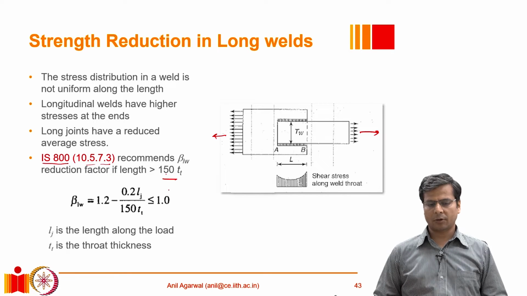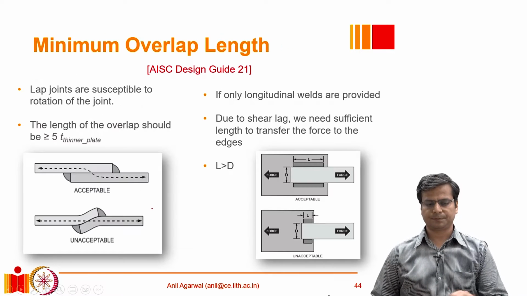If the weld is that long, then the code recommends that we use a beta value, which is basically a reduction factor based on the length of the weld and the throat thickness. So it gives us a value of less than 1. If this expression has a value of more than 1, we reduce it further. So basically that is a way to account for this non-uniformity in stresses. Because of this non-uniformity, we will not be able to have a uniform stress, and we cannot simply multiply this stress value with the entire length and say that that is the strength, and because of that this effect is there.